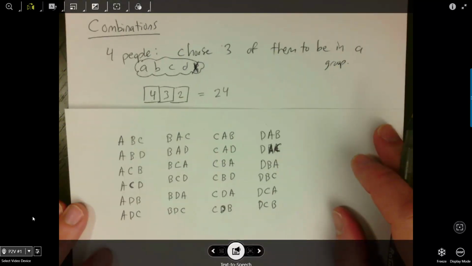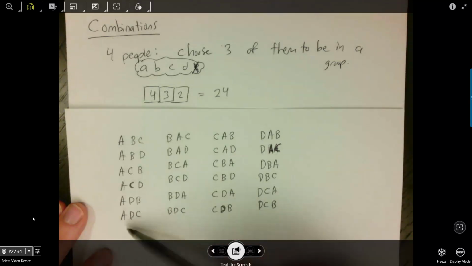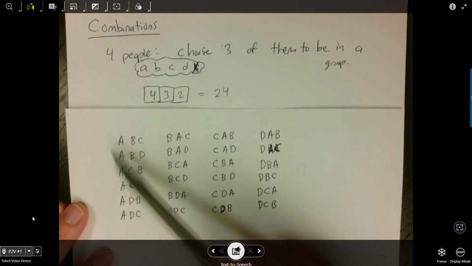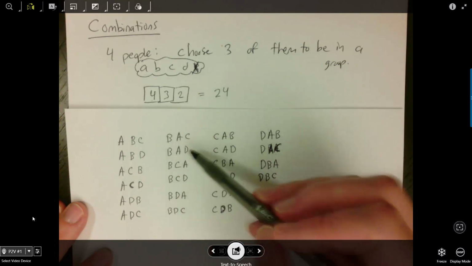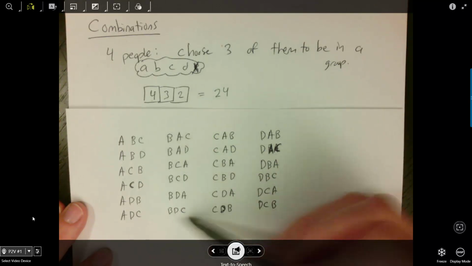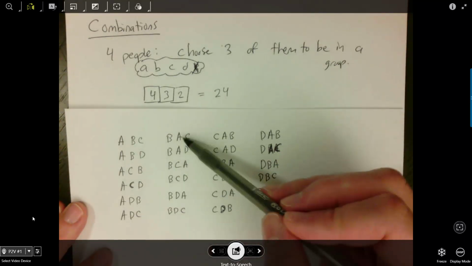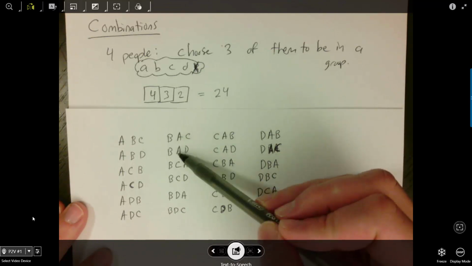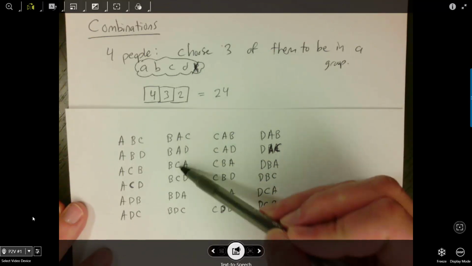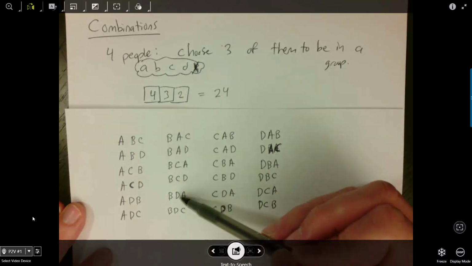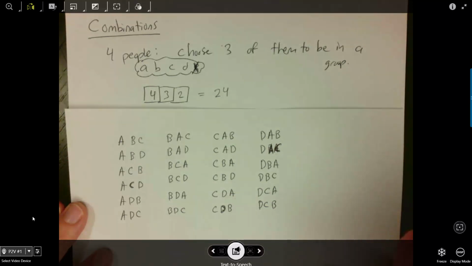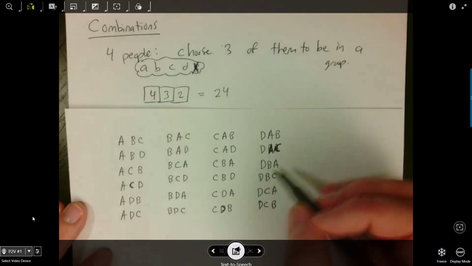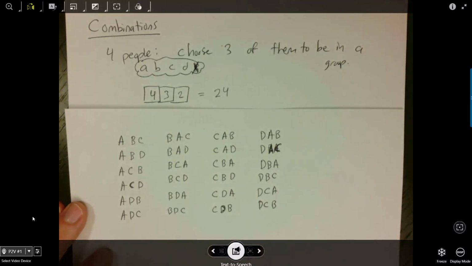So here we go. This column is the column of all of the choices where A was my first person, and here's all the choices where B was my first person, and C and D. And then within each column you can see a pattern. So in the column where B was my first person, here's both possible groups where A was my second person. Here's both possible groups where C was my second person, both possible groups where D was my second person, and so on. But remember, a lot of these groups, I'm choosing the same people in a different order.